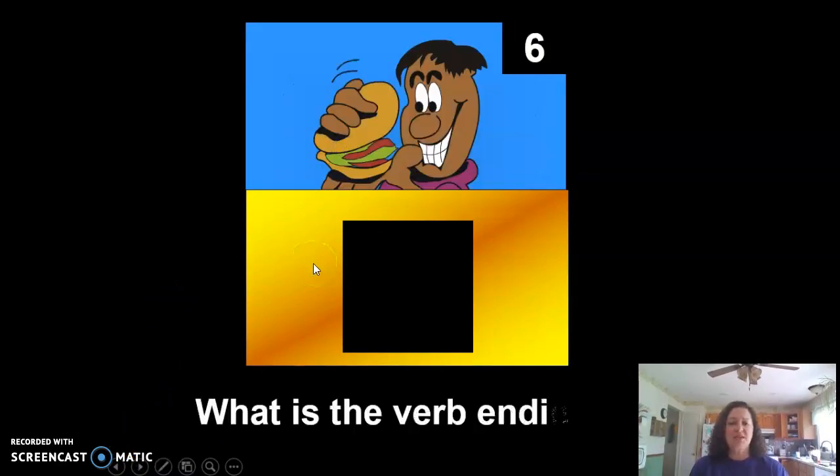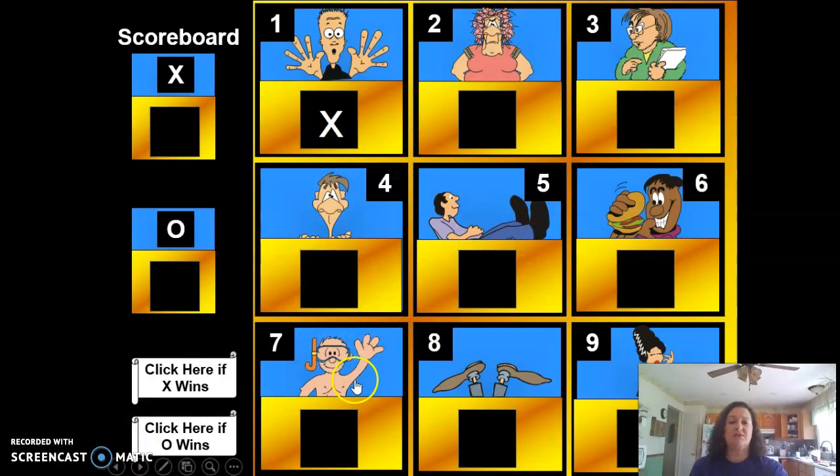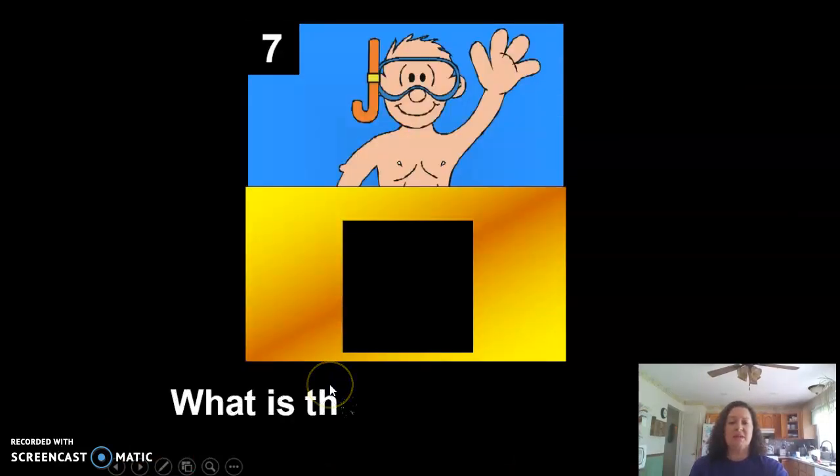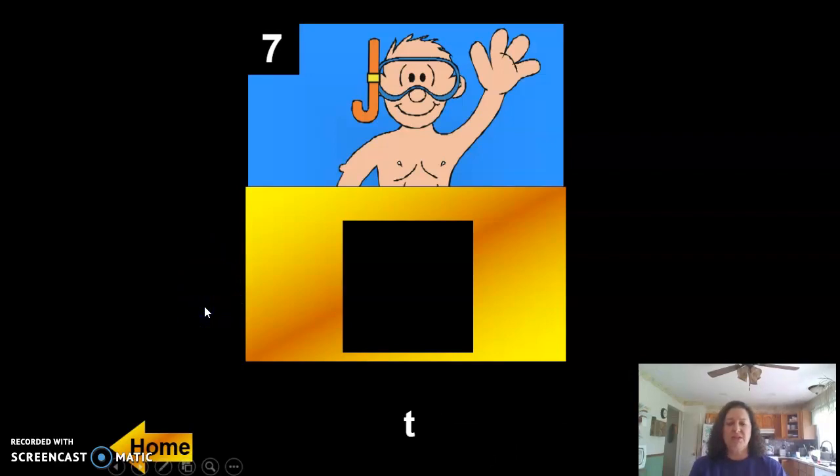Next question is, what is the verb ending for ihr? Ihr sounds a lot like er, and they both take the same verb ending, T. What is the verb ending for sie singular, like she? Hopefully you remembered it's T. Er, sie, and es all take T.